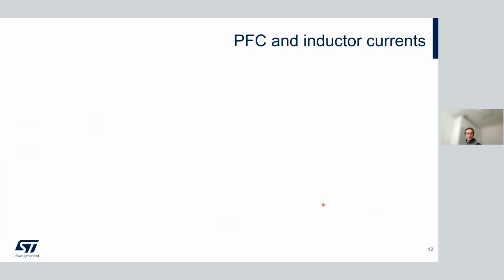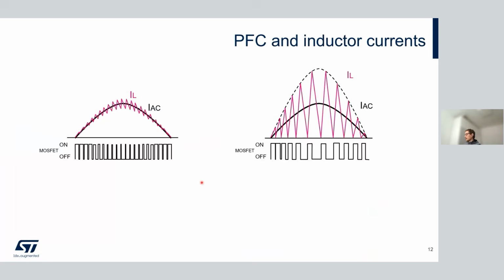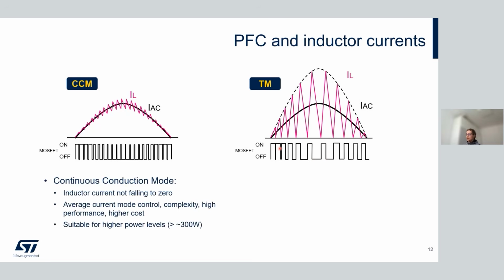I was mentioning the transition mode and the continuous conduction mode. So let's check what the differences are. On the left side, we can see the continuous conduction mode current. We have the fixed frequency, and by the duty cycle, we are changing the shape of the current. While in transition mode, you can see the frequency is not fixed, but let's say the on time is somehow fixed. So that's the difference.